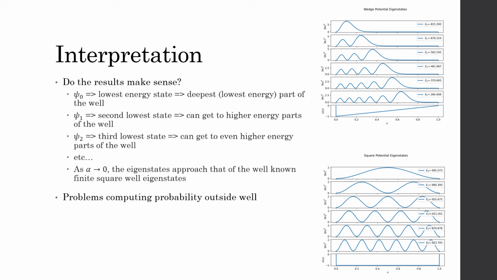Another way that we can ensure that these results make sense is to look at the limit as alpha goes to 0, as the potential function approaches the finite square well, and we should see that the eigenstates approach those of the finite square well, and that's the figure on the bottom right, and we do see that those look like the finite square well eigenstates. Now, there is one problem with the approach taken here that I want to note in this section, and that's that the wave functions are set to 0 at the bounds of the well, and this is due to the computation method taken. However, for a finite well, those should extend slightly beyond due to quantum tunneling.